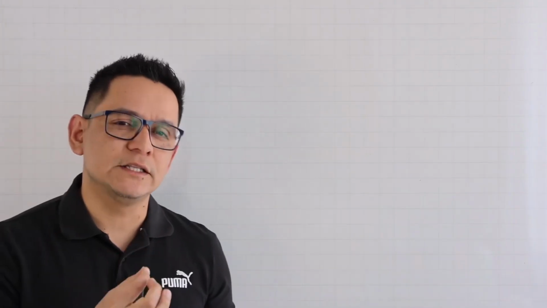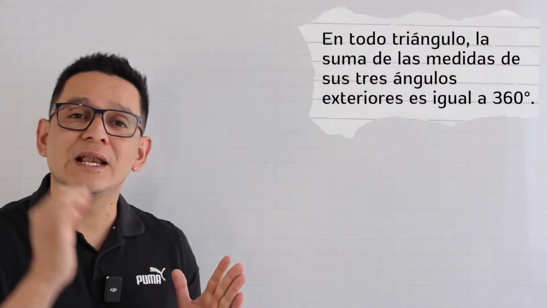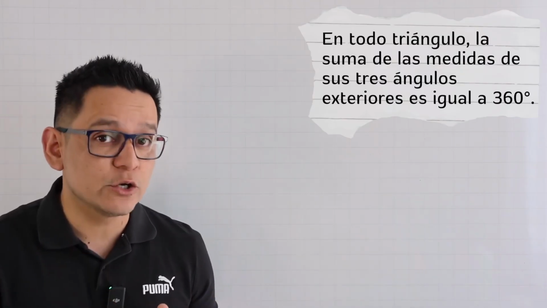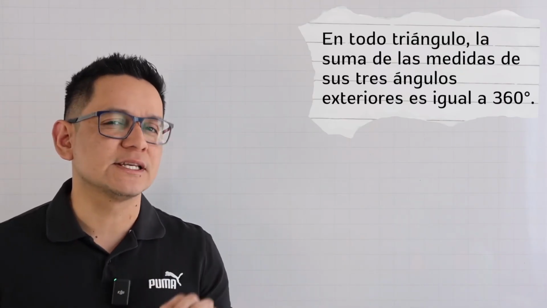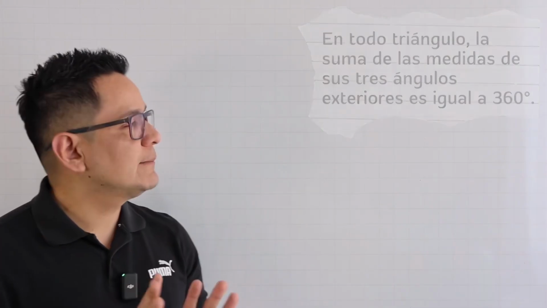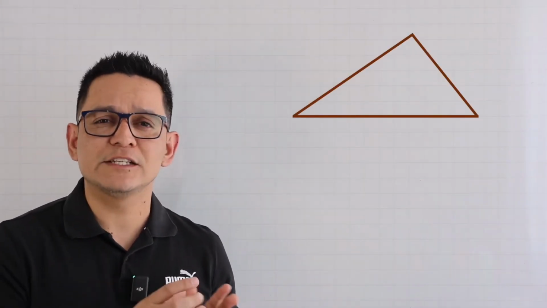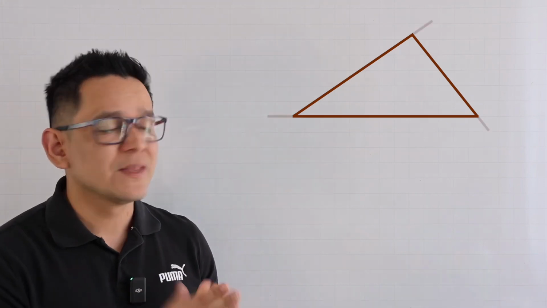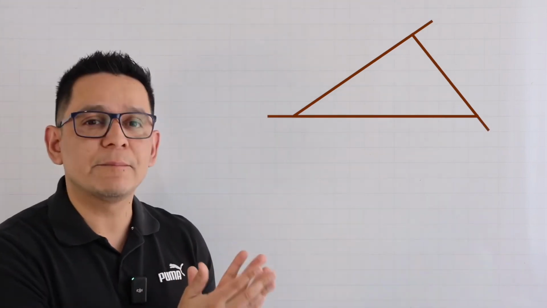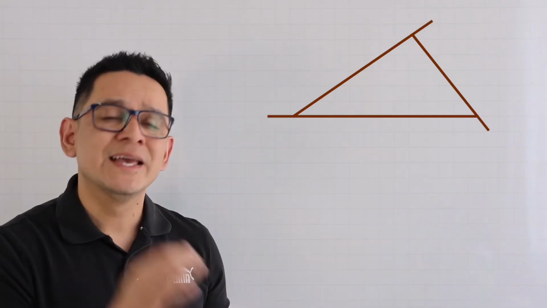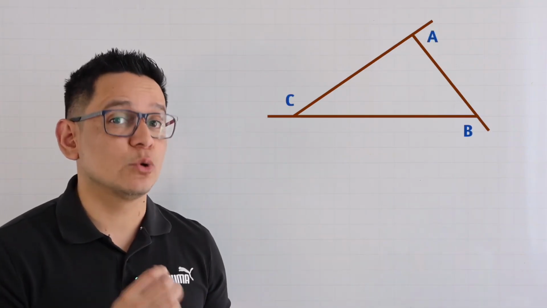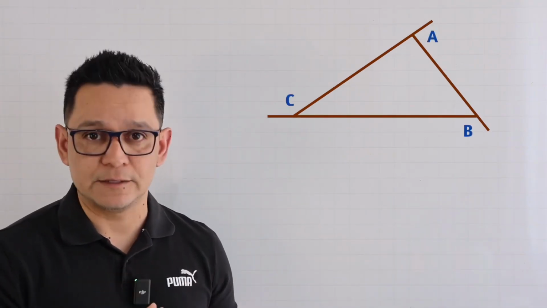And the theorem says, in any triangle, the sum of its three exterior angles is equal to 360 degrees. Look, let's consider, for example, this triangle. Now, let's extend each of its sides a little bit so that we can see the exterior angles over here, which in this case I'm representing with the letters A, B, and C.